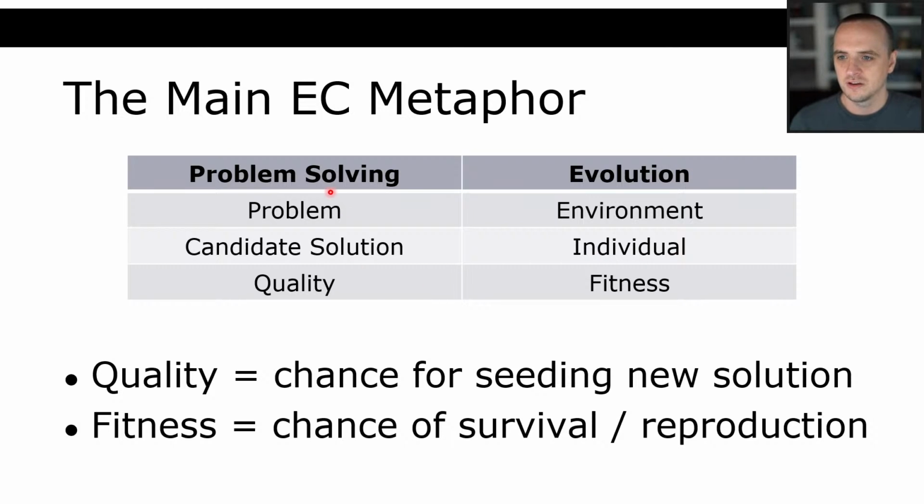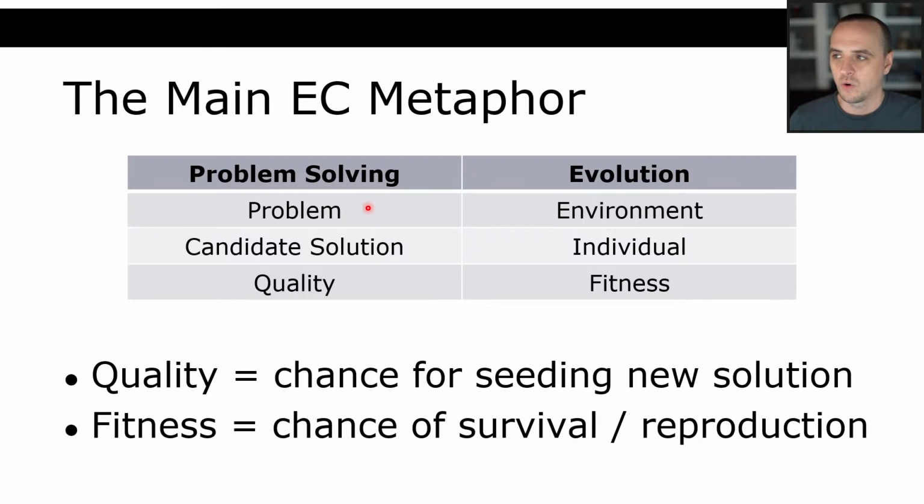And then the quality of a candidate solution, for example, we had some sort of performance metric that we defined. It might be the length of the path. It might be how many games it won. In the evolution metaphor, that is the fitness of the individual. So the quality and fitness thing here is very important. The quality is the chance for seeding a new solution in problem solving, and the fitness is the chance of survival and reproduction.